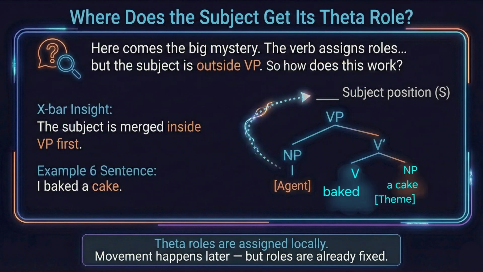X-bar insight. The subject is merged inside VP first. Example 6. Sentence: I baked a cake. Here, NP is under VP as it needs thematic role, which can only be assigned under VP, so this is the original position of NP according to X-bar theory. Theta roles are assigned locally. Movement happens later, but roles are already fixed.